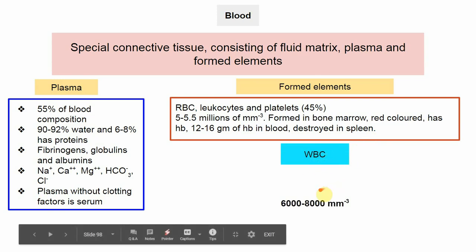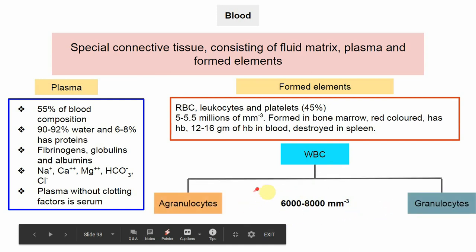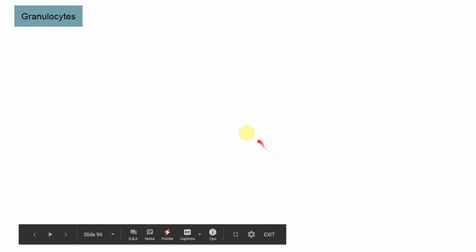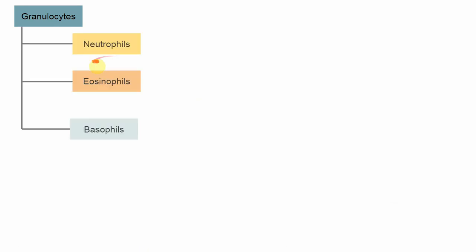So moving on, the next one we can look into is WBC. The number of WBC in a healthy human is around 6,000 to 8,000 per mm cube, and you find mainly two types of WBC, that is agranulocytes and one more is the granulocytes. So now granulocytes are of again three types. The first one is the neutrophil, eosinophil, and basophils.